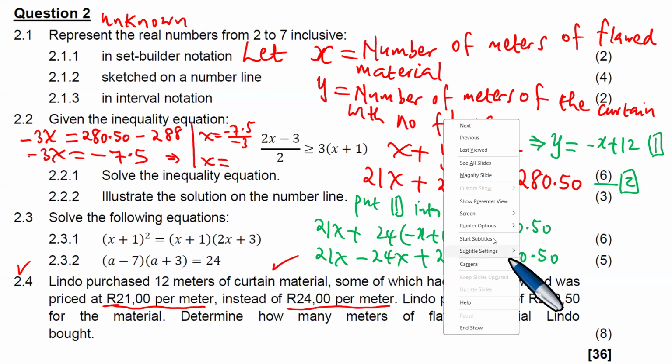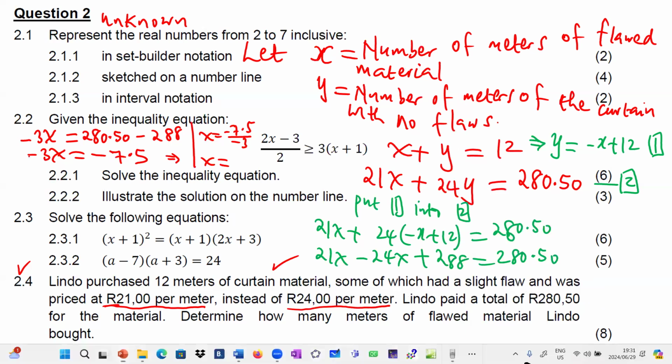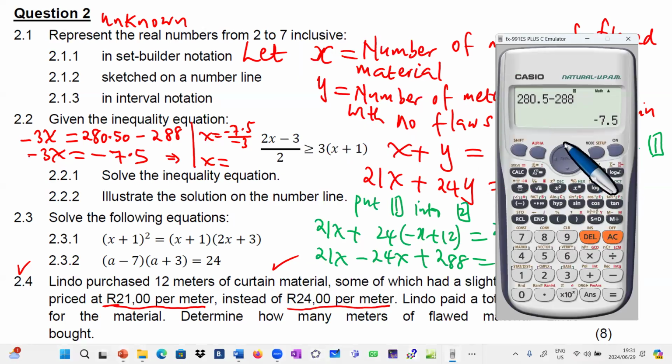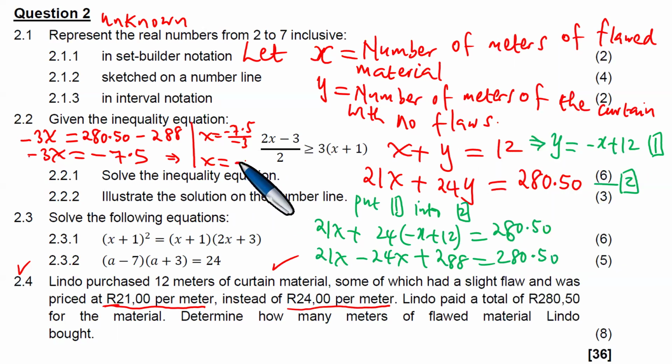Let us check with the calculator here. Let's do the division. So now, if we get to this point, we're saying minus 7.5 divided by minus 3. Right, so we're going to do this and say minus 7.5 divided by minus 3, which is minus 2.5.